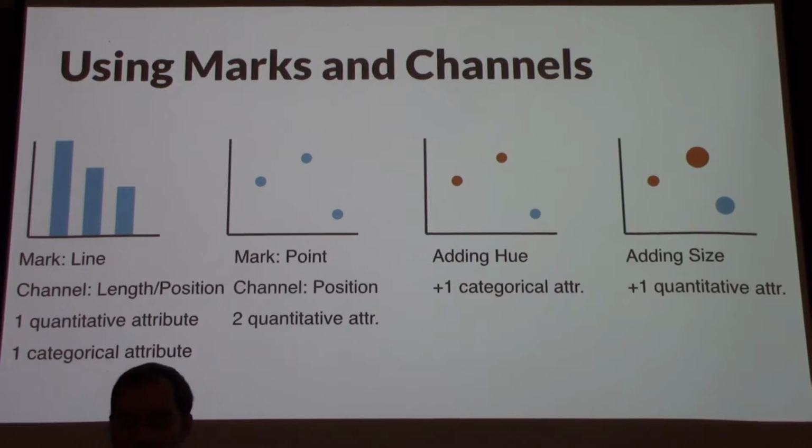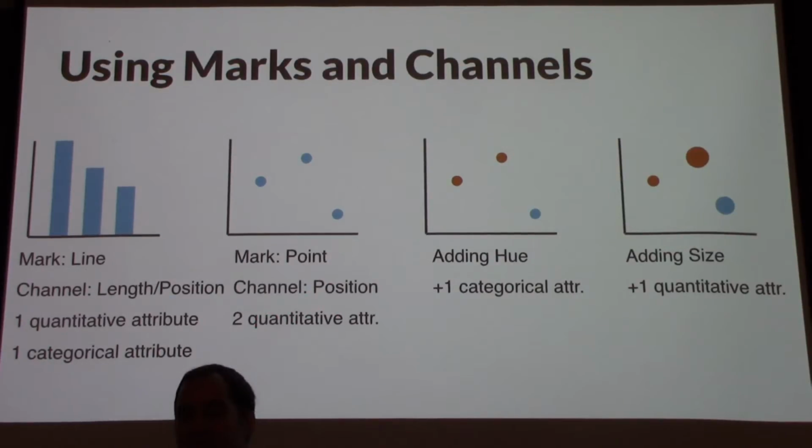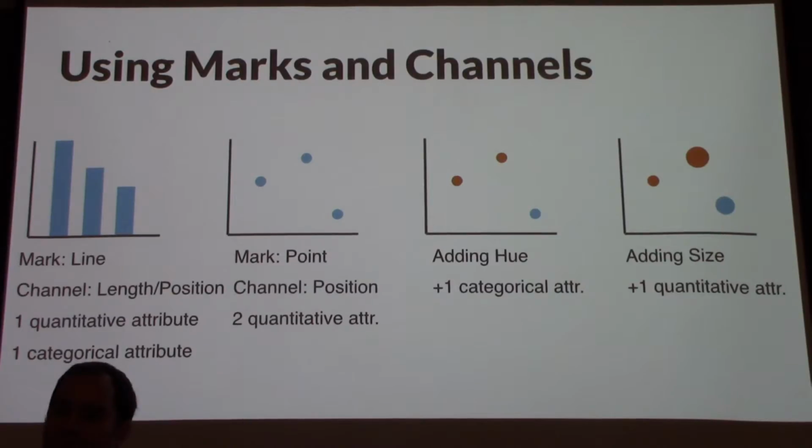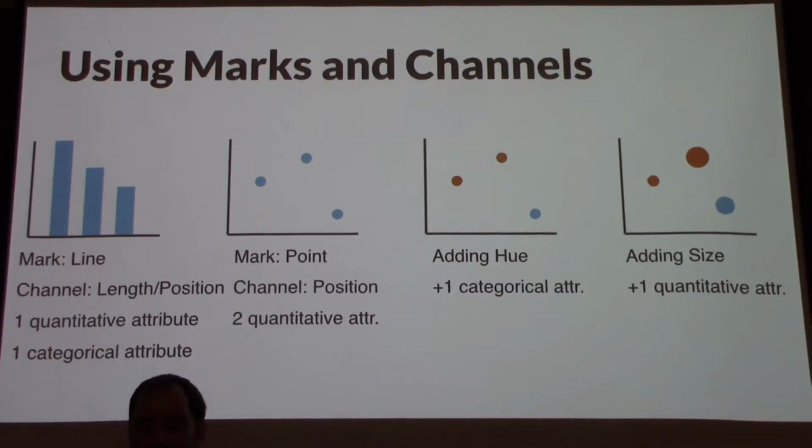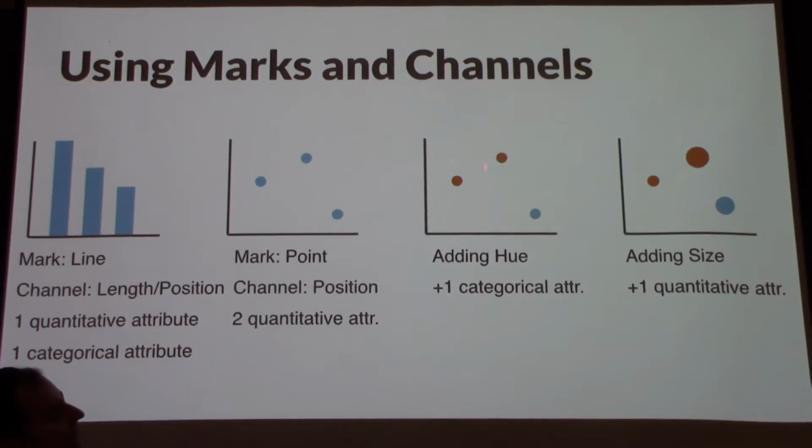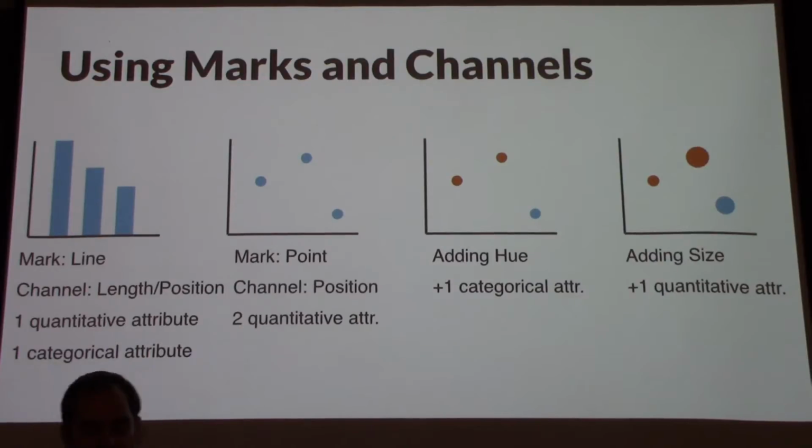In a scatter plot, the mark is a point, and the channel is position. Here we could show two quantitative attributes, and this is great for showing relationships between those two quantitative attributes. If we want to add an additional categorical variable, we could add hue. So now we clearly see those two are in one class and this one is in another class, so we have a categorical variable added. And if we want another quantitative attribute, we could start varying its size.